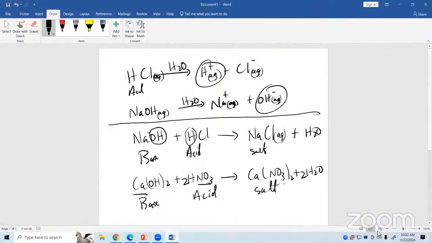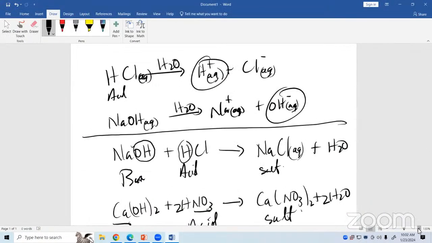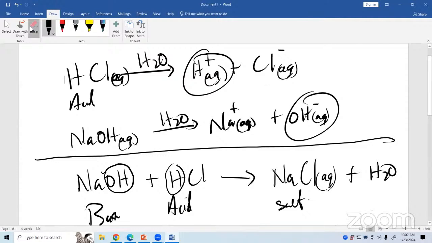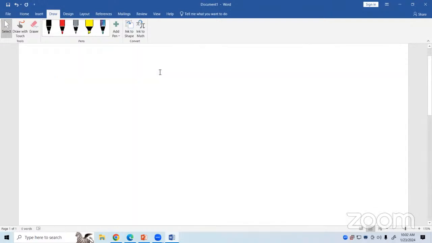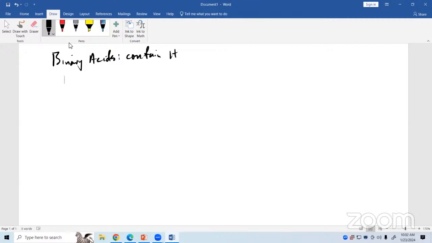So let me go back to my word document here. Let me make this a bit bigger, and let me erase everything. Okay, so let's talk about binary acids firstly. Binary acids are basically acids which contain hydrogen and a non-metallic element, all right?